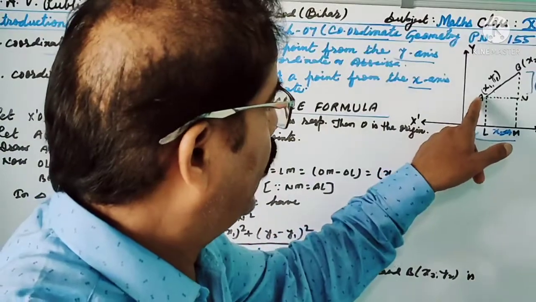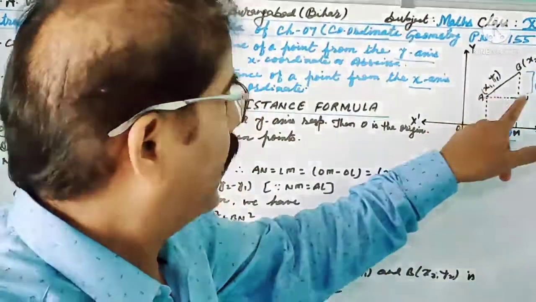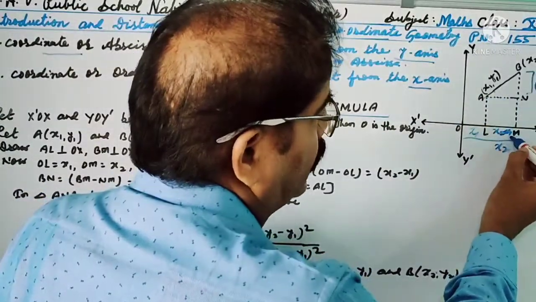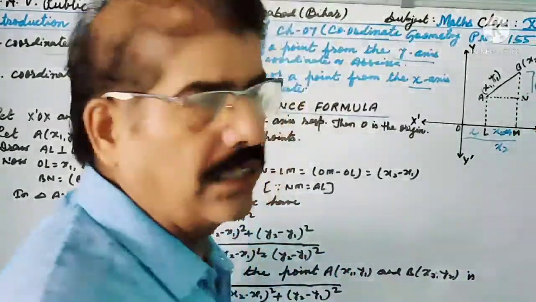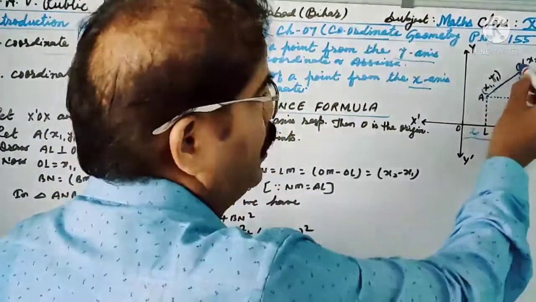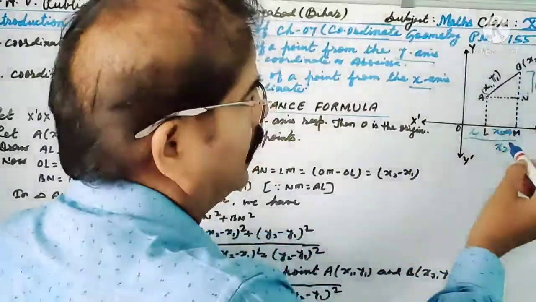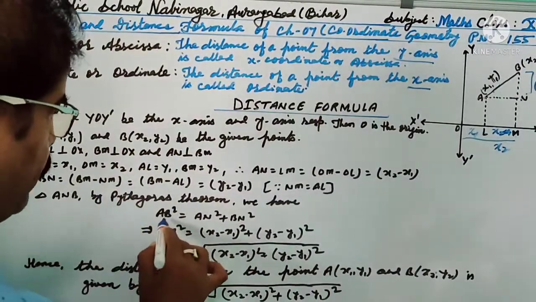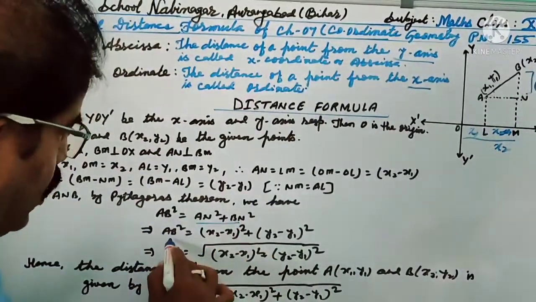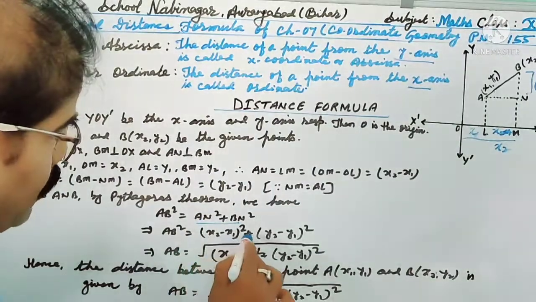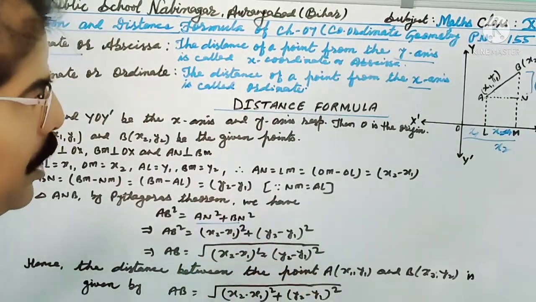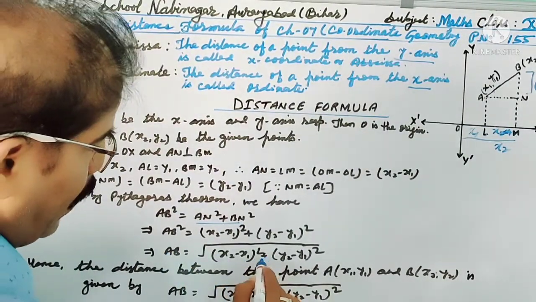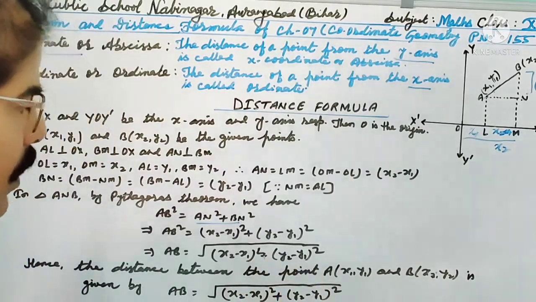Now triangle ANB is a right triangle. So by Pythagoras, AN equal to x2 minus x1 and BN equal to y2 minus y1. So by Pythagoras, AB square equal to AN square plus BN square. So AB square equal to (x2 minus x1) square plus (y2 minus y1) square. So AB equal to under root (x2 minus x1) square plus (y2 minus y1) square.